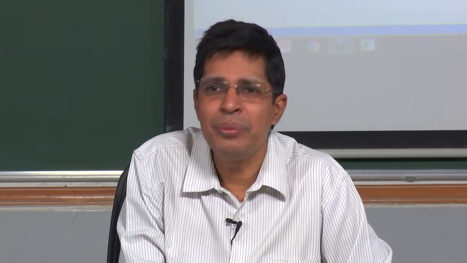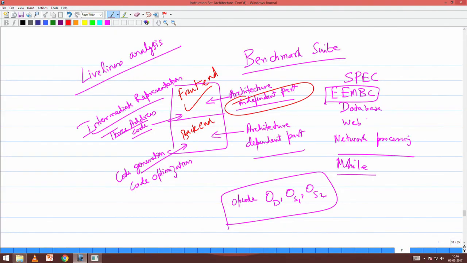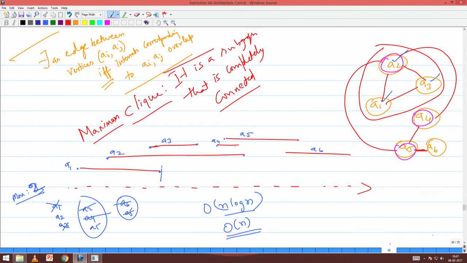So, now given this interval diagram, I can construct an interval graph as we did in the previous part, and from that I can find the maximum clique, and that maximum clique will tell me for this benchmark program the maximum number of variables that will be alive at any point of time. And so, if I have that many registers, I can execute that program without any register spilling, correct?